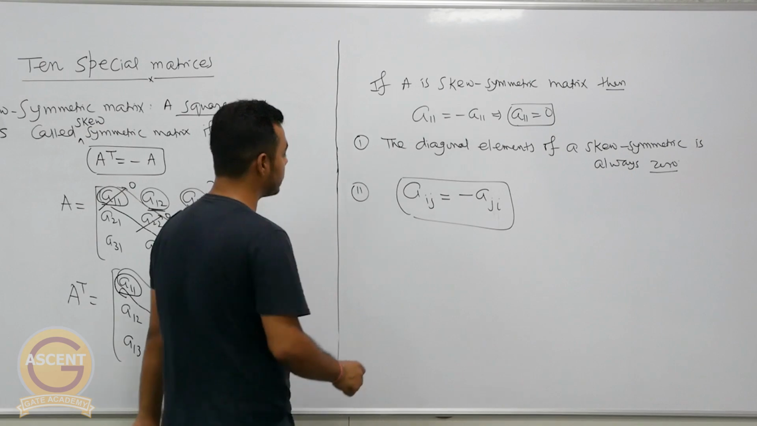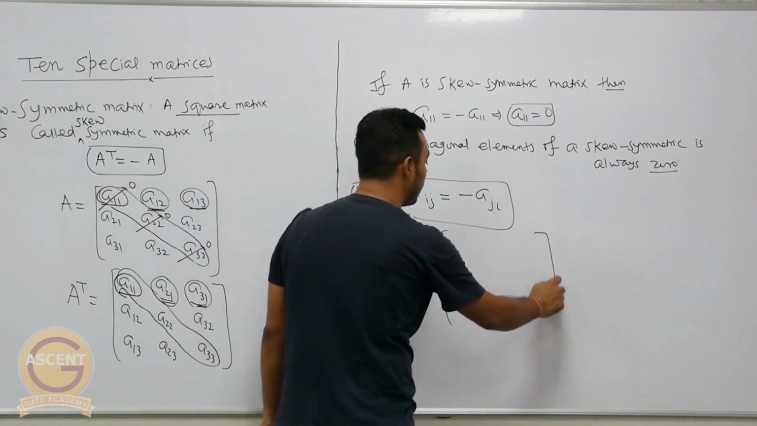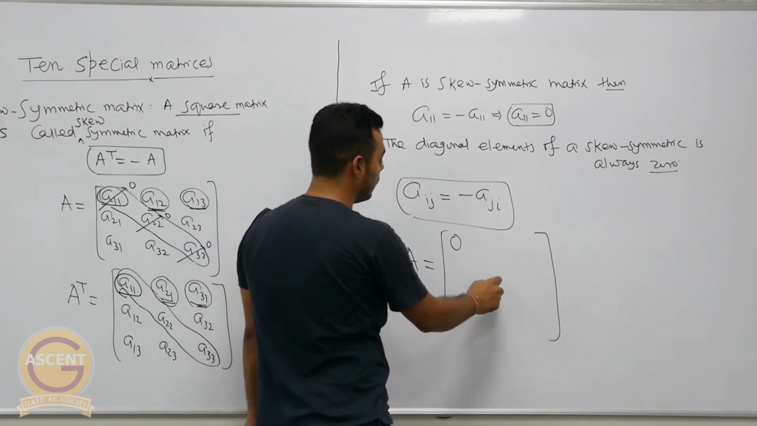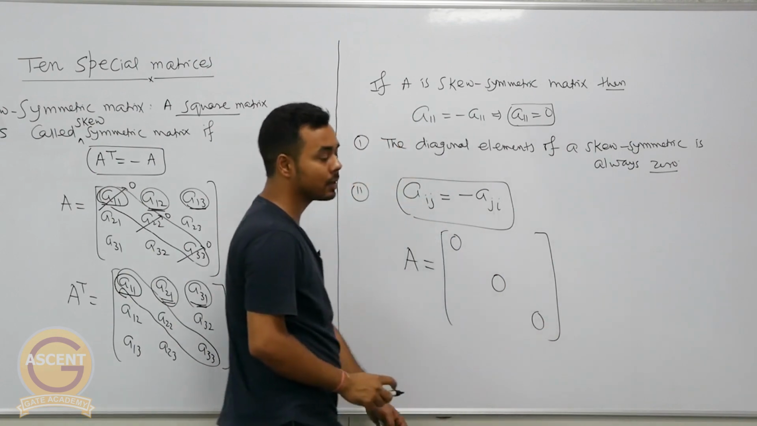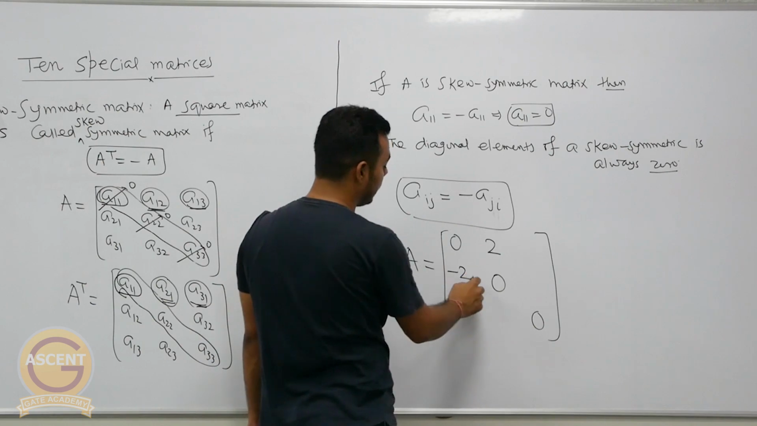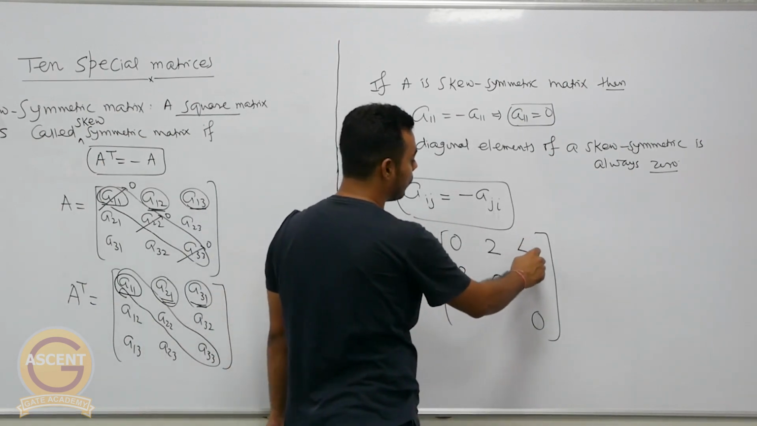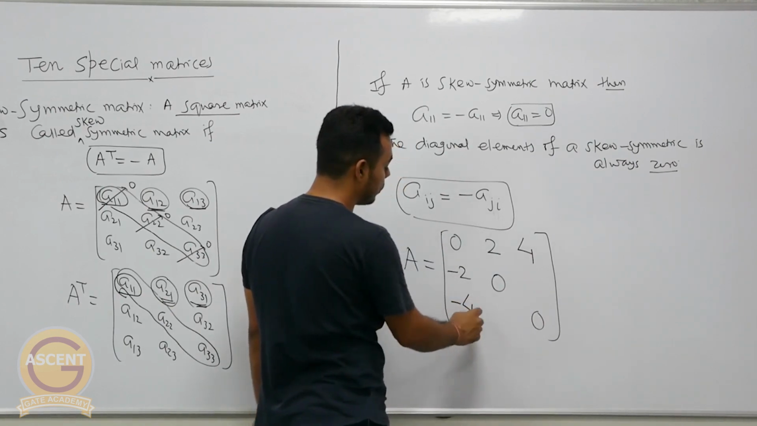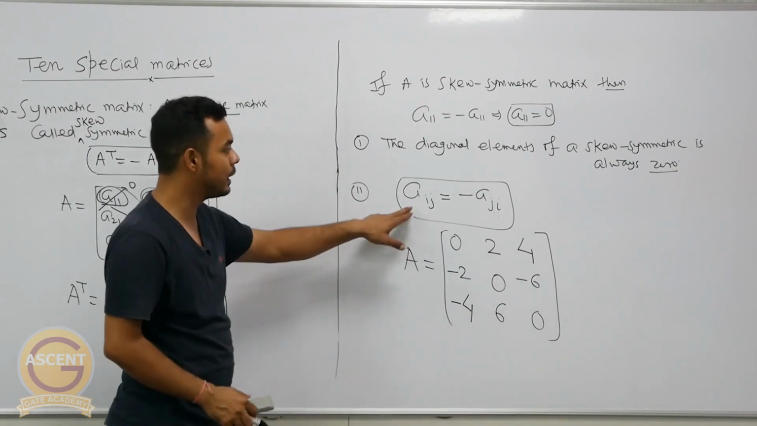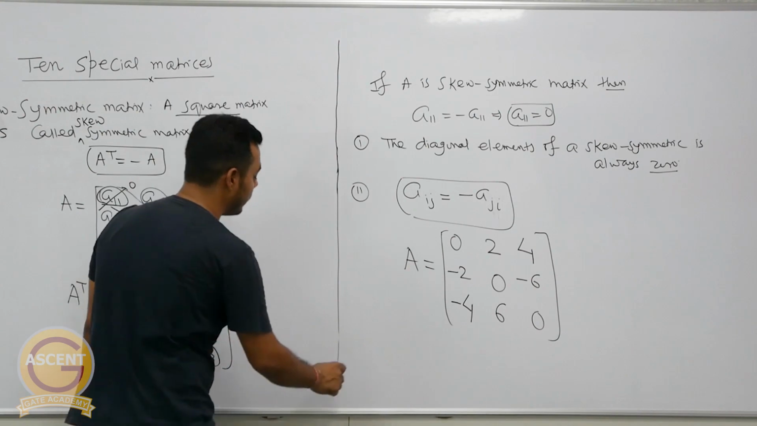So if you want to write an example of a skew symmetric matrix, the first thing is you have to write 0 on the diagonal. We have seen that diagonal elements of a skew symmetric matrix are always 0. And if I have 2 here, then this element will be minus 2. A12 is negative of A21. If I have say 4 here, then this element will be minus 4. If I have 6 here, then this element will be minus 6. Aij is negative of Aji. So this is the second important point related with a skew symmetric matrix.